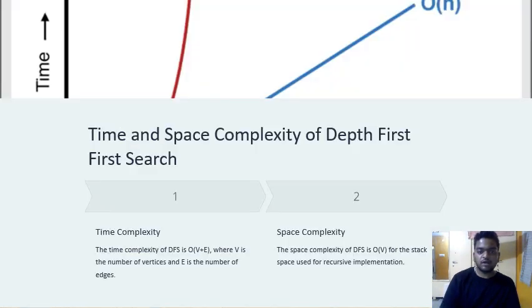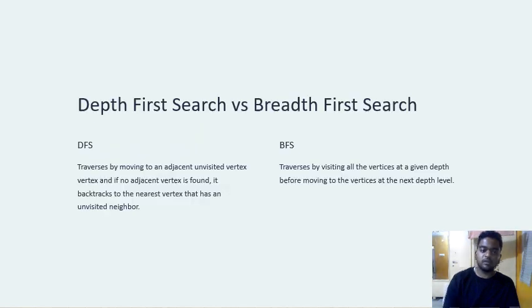Time and space complexity of depth first search. Time complexity: the time complexity of DFS is O(V plus E), where V is the number of vertices and E is the number of edges. Space complexity of DFS is for the stack space used in the recursive implementation.